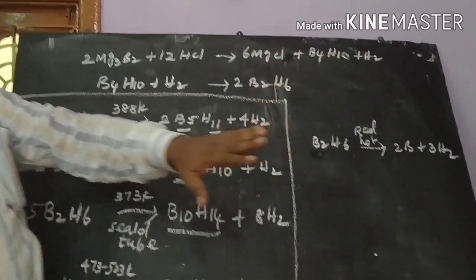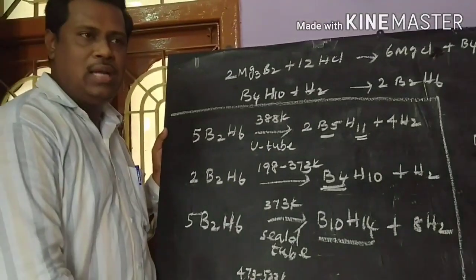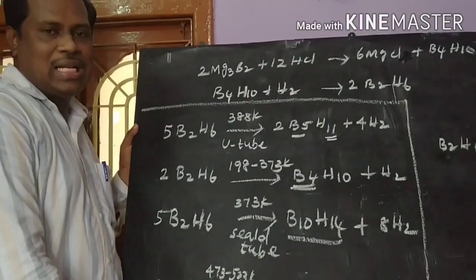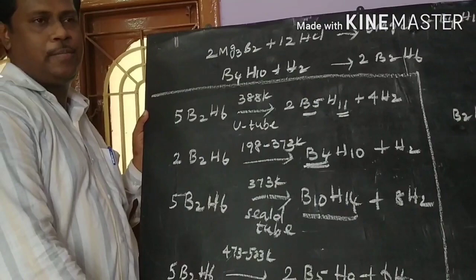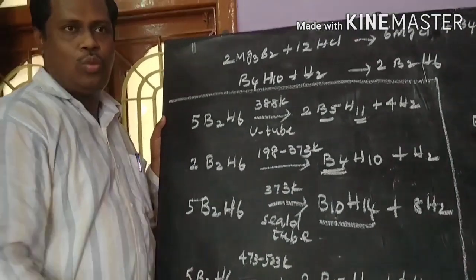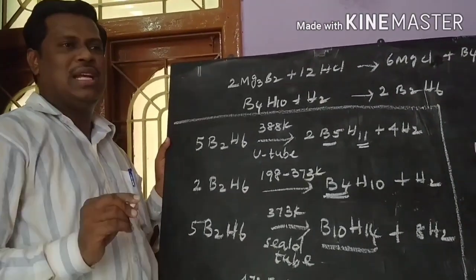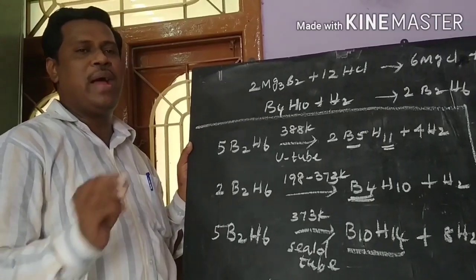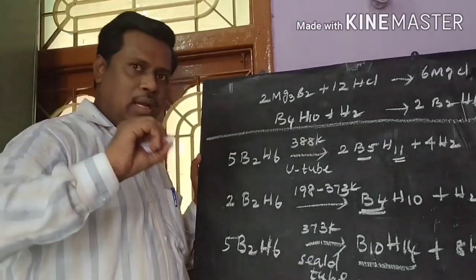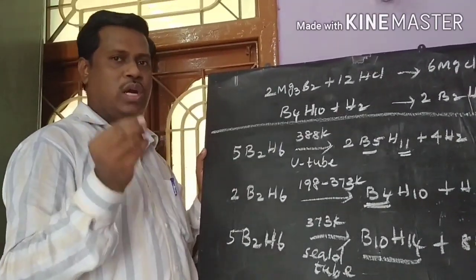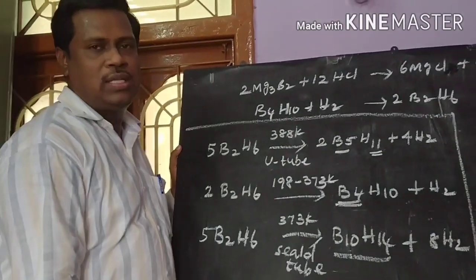Diborane reacts with water and alkali to give boric acid and metaborates respectively. Alkali means a base, especially here sodium hydroxide. First of all, diborane reacts with water and alkali: water gives boric acid, and the base, that is alkali, gives metaborates.